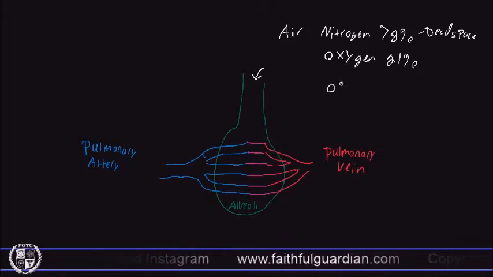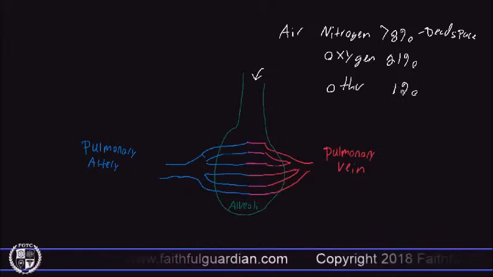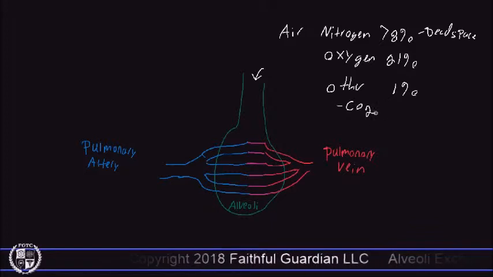Now, if you add 78 and 21, that gives you 99. So the rest of this 1% is made up of other gases, and part of that 1% is going to be the CO2. That is an incredibly important concept to understand. We have a very low concentration of CO2, and we have a very high concentration of oxygen.